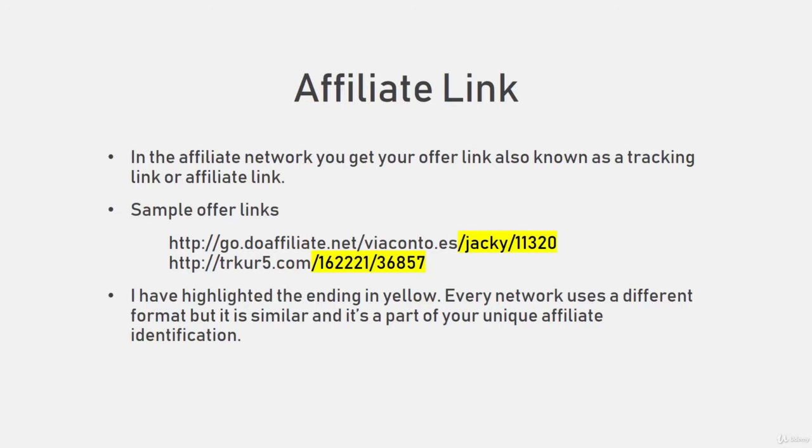In the affiliate network, you get your offer link, also known as a tracking link or an affiliate link. Here's a sample offer link. The ending of this link will usually have some kind of code to identify you as the affiliate. I have highlighted the ending here in yellow, and every network uses a different format, but it is similar and it's a part of your unique affiliate identification.